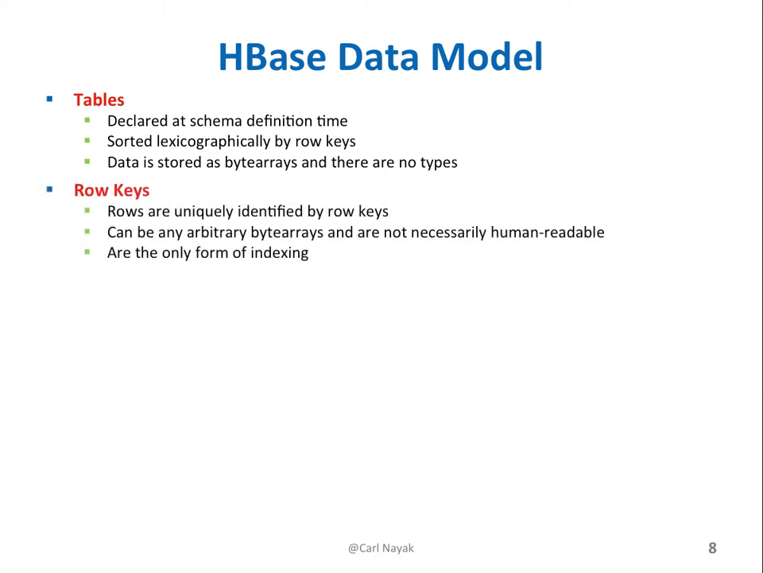Rows are uniquely identified by row keys and can be an arbitrary array of bytes that are not necessarily human readable. Row keys are the only form of indexing.